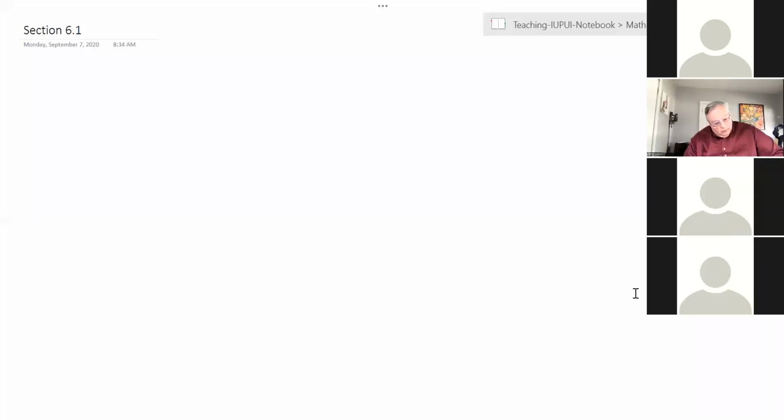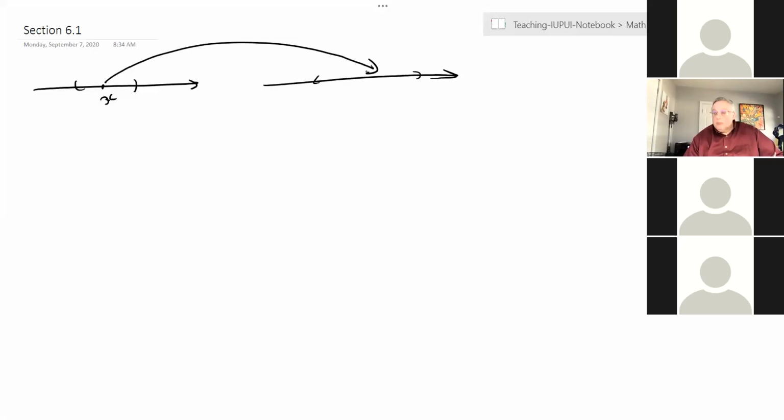Okay. So given a function, here's a picture. This is two coordinate lines, and here we have the so-called domain. Usually it's an interval. And this is the range. Given a value x, you assign another value, and this assignment we call f. So that's called the definition of the function.